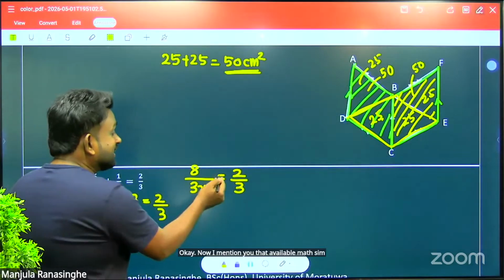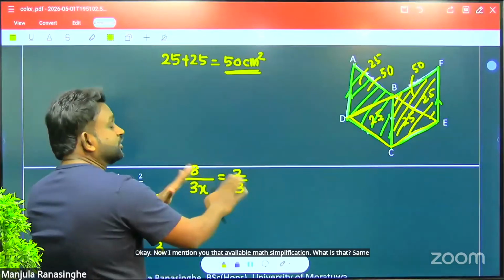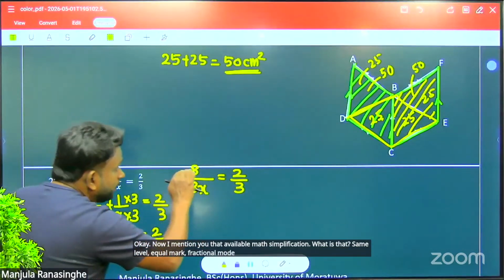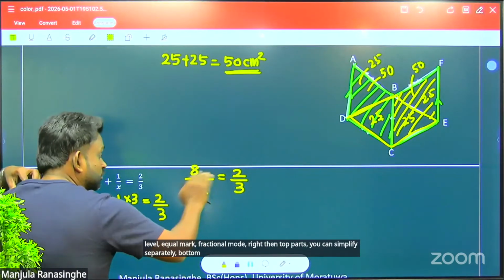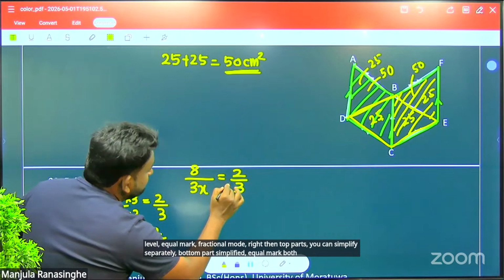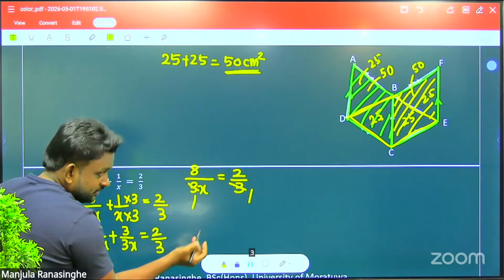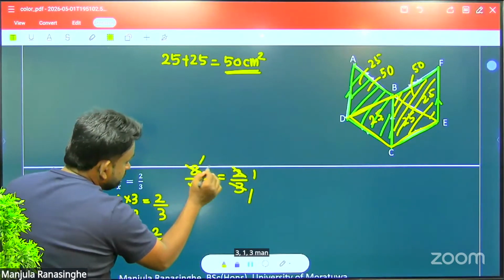What is that? Same level, at the equal mark, fraction form, right? Then the top parts you can simplify separately, and the bottom parts simplify separately, on both sides of the equal mark. See that? 3, 1, 3, 1. 2, 1, 2, 4. Apply that one.